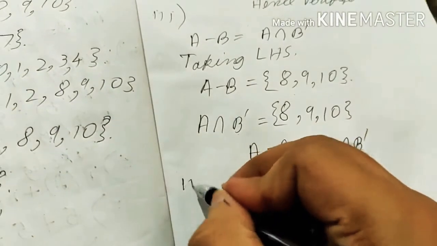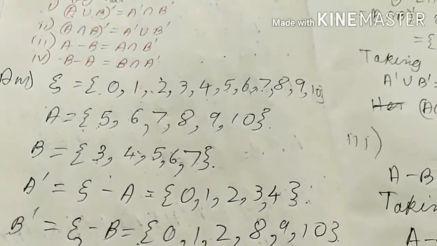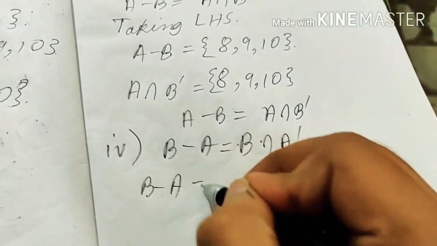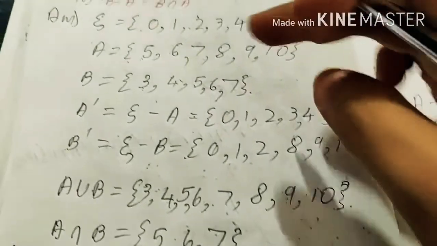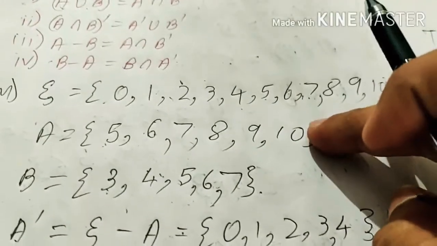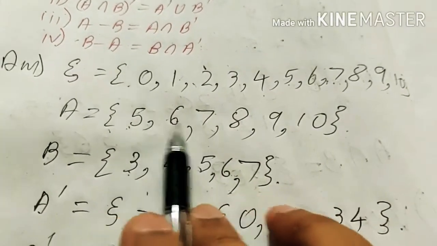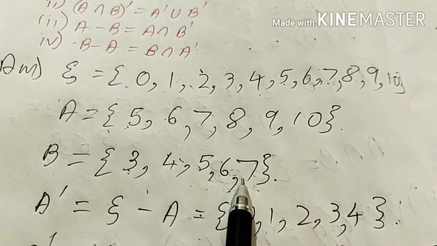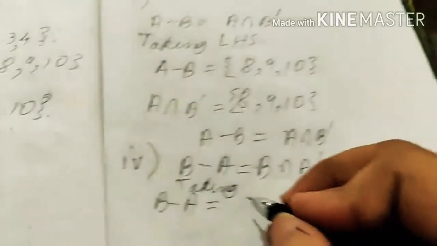Okay. Our last part here is B minus A. So, taking B minus A, we have to subtract the common part of A and B from B. That is 5, 6, 7 was the common part. So we'll remove 5, 6, 7 from B and we are left with 3 and 4.